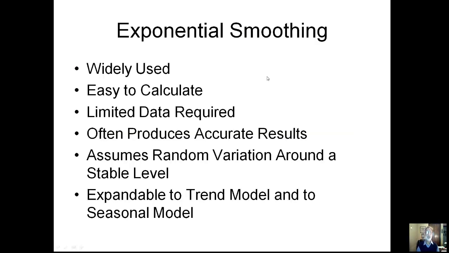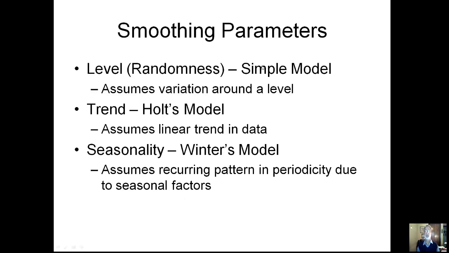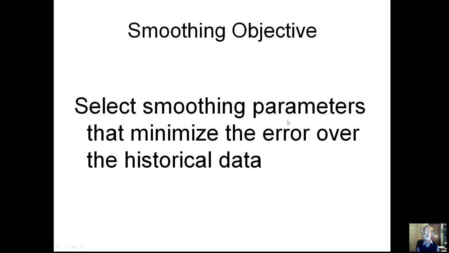So exponential smoothing is widely used. It's easy to calculate. Limited amount of data is required. It generally produces accurate results. It assumes random variation around a stable level, and it can be expanded to include multiple methods in terms of seasonality, additive or multiplicative, or different types of trend. And notice this idea of Winter's method that I'm showing you here. That's when we add in seasonality.